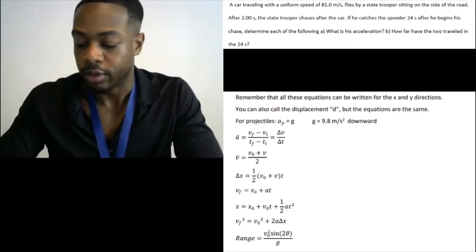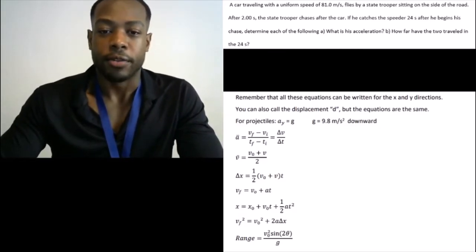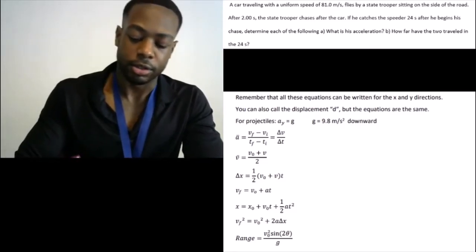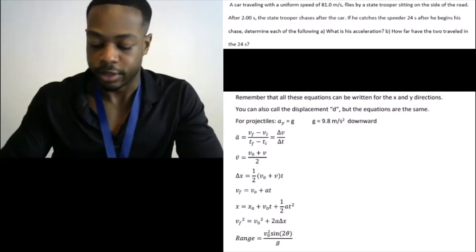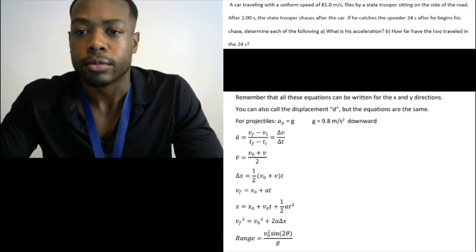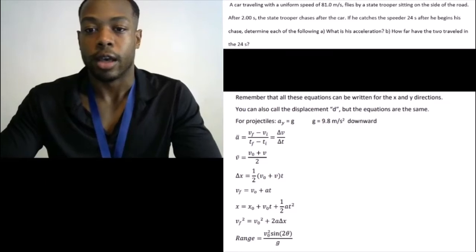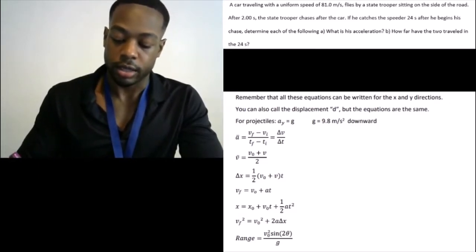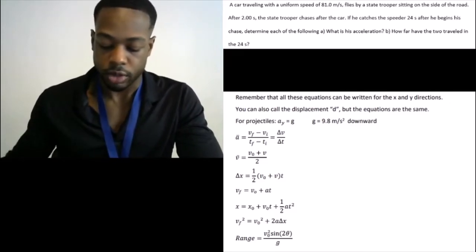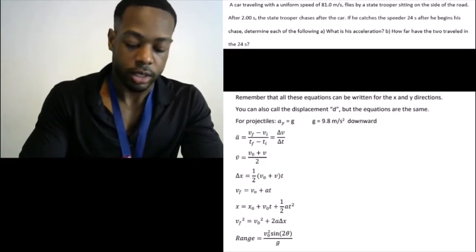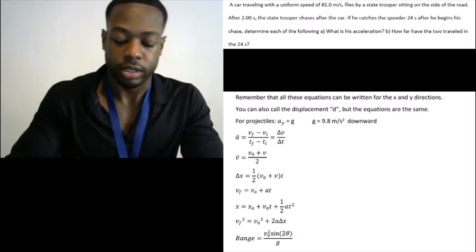I'm sort of thinking ahead here. After 2 seconds, the state trooper chases after the car, so I guess maybe not time, but we're going to write time as 2 seconds just to consider for a second. If he catches the speeder 24 seconds after he begins his chase, determine each of the following. So we want to know, if he catches his speeder in 24 seconds, what is his velocity? Or what is the acceleration, rather?